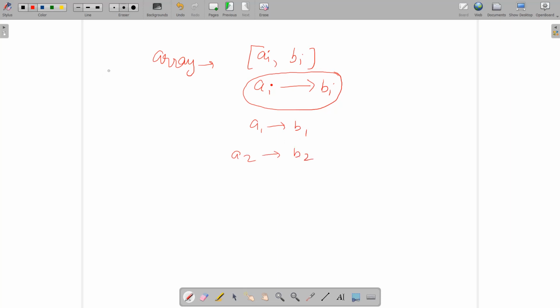Now we need to find the town judge. Consider, let's say, person 5 is going to be the town judge.